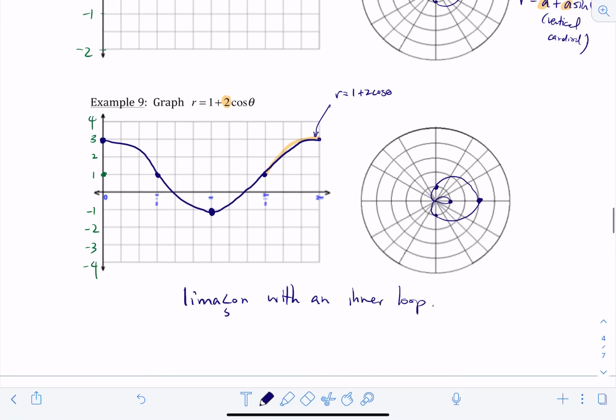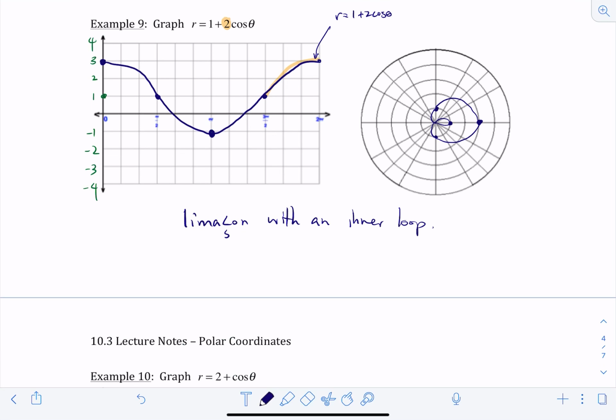And when does this happen? This happens when you have r is equal to a plus b cosine theta, or r is equal to a plus b sine theta. When you have b greater than a, that's when you get the limaçon with an inner loop. This video has gone on long enough, so I'm going to stop it.